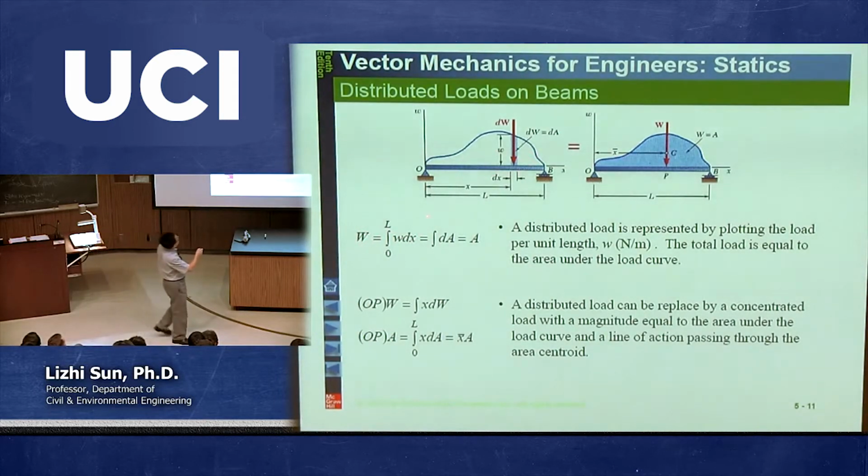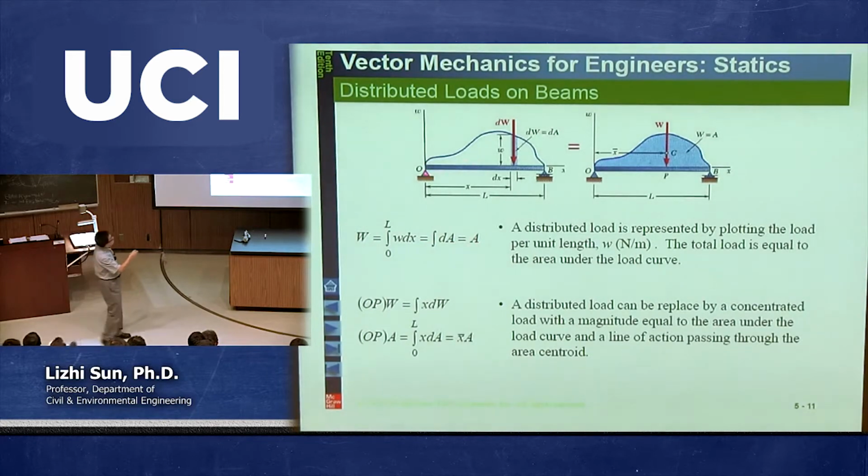In fact, if you look at this more carefully, everywhere you have a w, which is distributed along the whole span, times dA, and you add them together. What's this? In fact, this is the area. So finally, you end up with this area. So this area is representing the equivalent resultant force.